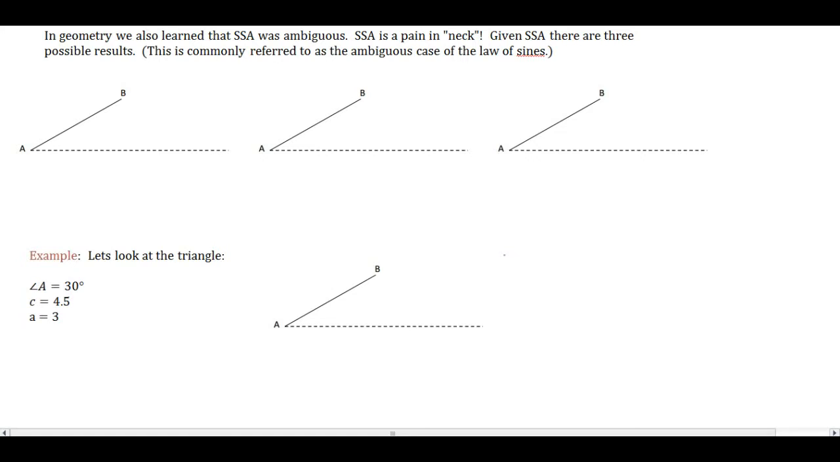Woo, good job. All right, so now we've seen the beautifulness of the law of sines and how it helps us solve right triangles or non-right triangles. Now let's talk about that case we never got to talk about in geometry, the mysterious side-side-angle. Ooh, why wouldn't they tell us anything?